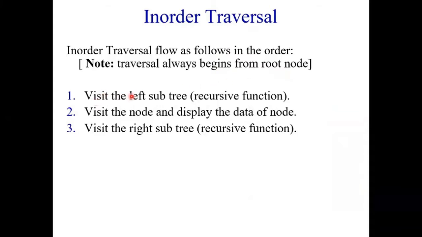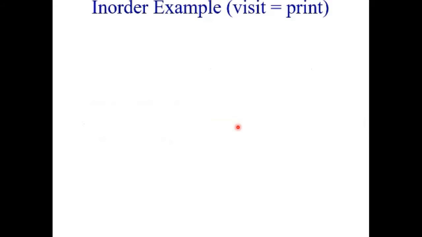First, in the in-order traversal, we visit the left subtree. This is a recursive function because it is a binary tree, so visiting a left subtree is again a recursion. Then after visiting the left subtree, you have to visit the node. Visit the node means display the data of that particular node. Then the third step is to visit the right subtree. Right subtree is again a binary tree, so it should be a recursive function. Yes, we'll see some examples on this.